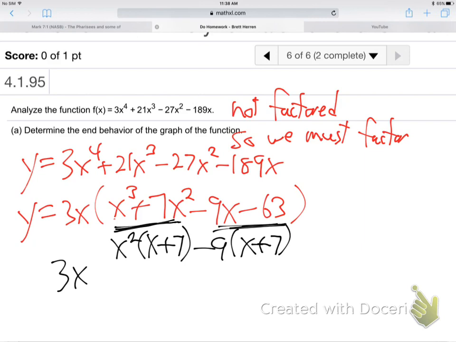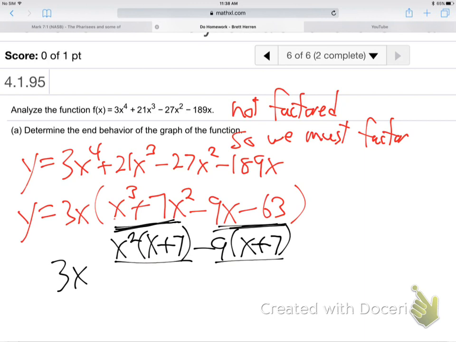Good so far. I just did the first 2, just the last 2. And now, what do you do with these guys? Well, notice they again have a matching piece in parentheses: X plus 7.